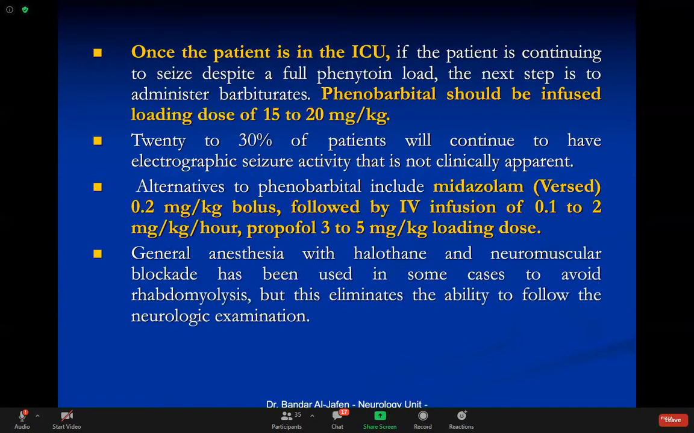General anesthesia with halothane and neuromuscular blockade has been used in some cases to avoid rhabdomyolysis, but this eliminates the ability to follow the neurologic exam. So these paralytic agents are dangerous, right? They paralyze the person. The person will not be able to move. It does not mean that the seizures have stopped. It has no effect on this. So they only use this sometimes just for intubation in some cases. But in reality, you don't need them that much.